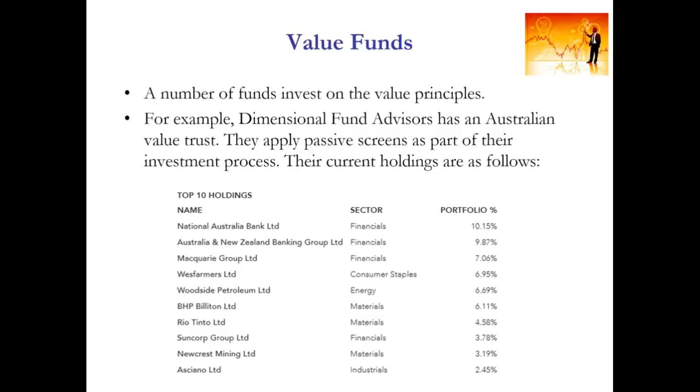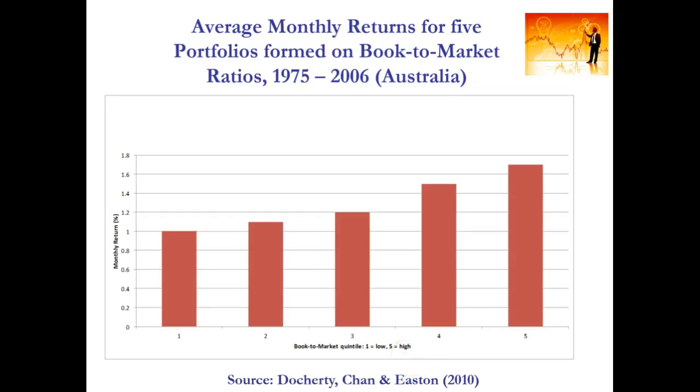Dimensional Fund Advisors, interestingly, have Eugene Fama and Ken French as consultants, and we spoke before, they're basically the key academic drivers behind this idea of a value anomaly. The DFA have an Australian value trust, and just as of interest, we can look at some of the names that are held within that trust, and they tend to be large Australian companies that at any particular point in time might be considered to be value stocks.